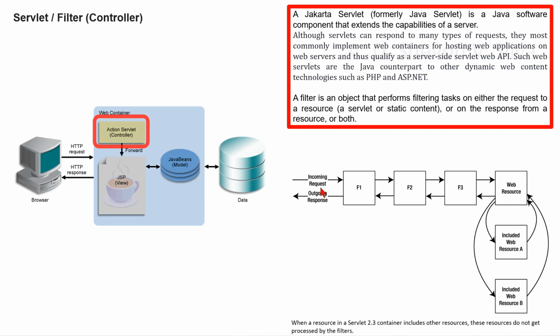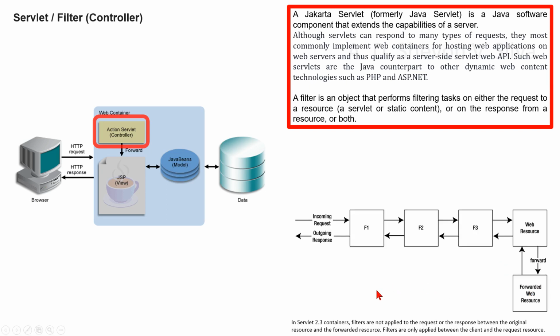Here the incoming request is passed to F1, F1 is connected to F2, F2 is connected to F3, and F3 is connected to the web resource. The web resource is connected back to F3, F3 to F2, F2 to F1, and F1 provides the outgoing response. The web resource also interacts with included web resource A and included web resource B.